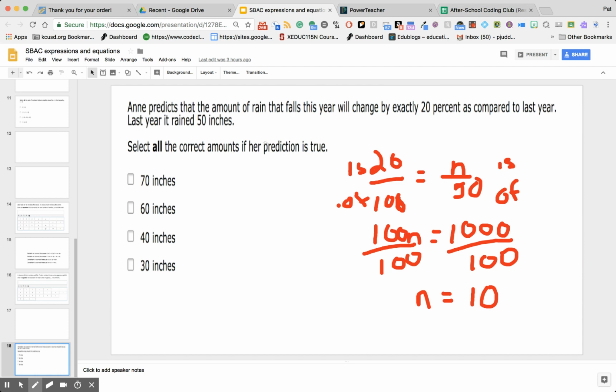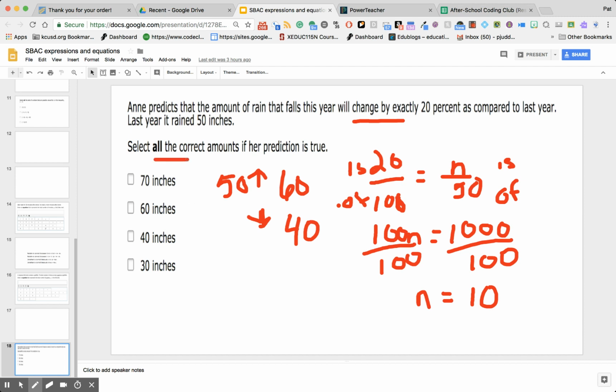However, how will it change compared to last year? Well, last year it rained 50 inches. It could change one of 2 ways. It could go up by 10, or it could go down by 10. So if it goes up, I'm going to have 60 inches. If it decreases by 10, I'm going to have 40 inches.